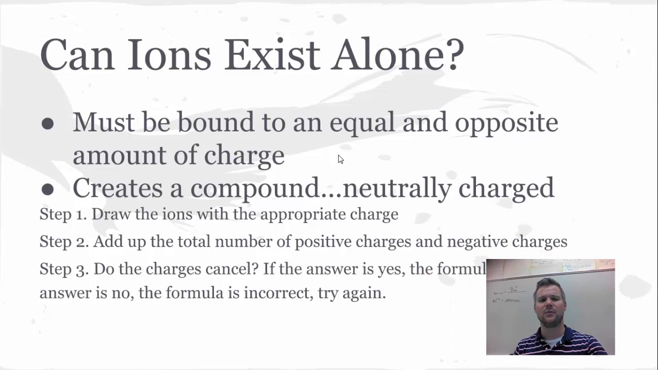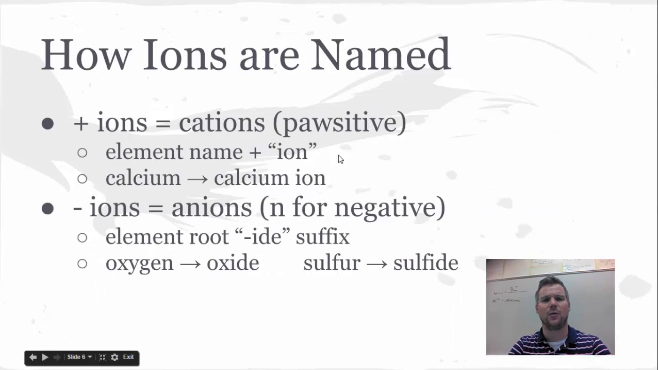So now that we've been talking about all these particles, is there a way to name them? Positive ions are also known as cations, not onions, cations. So they're positive because cats have paws. Get it? Anyhow, the element name is just going to be used with the word ion at the end. We don't change the name of the element when we come up with an ion. So calcium, as it's written on the periodic table, becomes calcium ion.